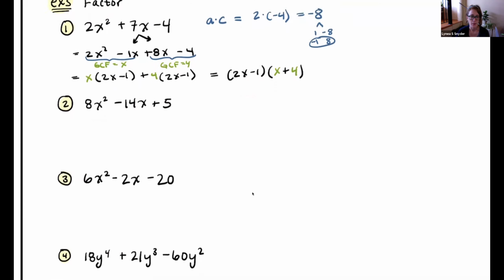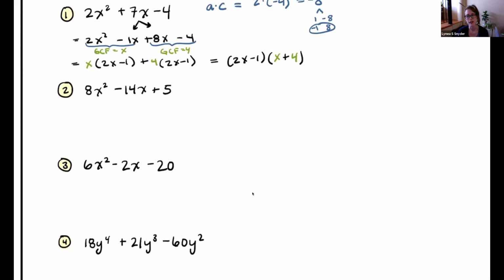All right, example number 2 is 8x squared minus 14x plus 5. So look for a GCF first. I don't see any. We've got a number in front of the x squared here. It is not 1, but it is positive, so that's good. And so we should go ahead and use the AC method. So let's find a times c. That's 8 times 5, so it's 40.